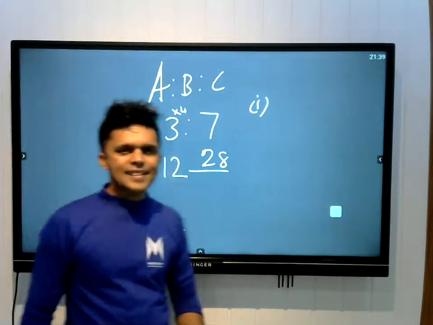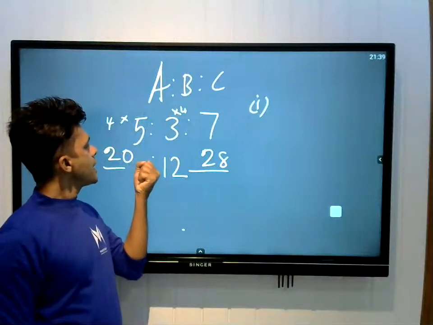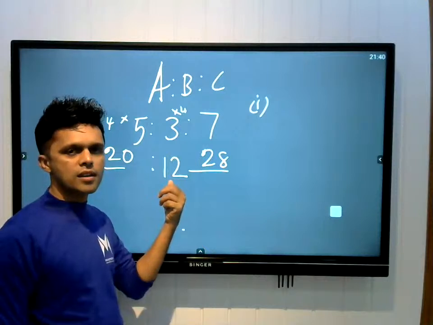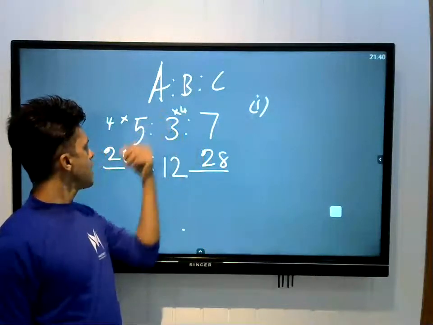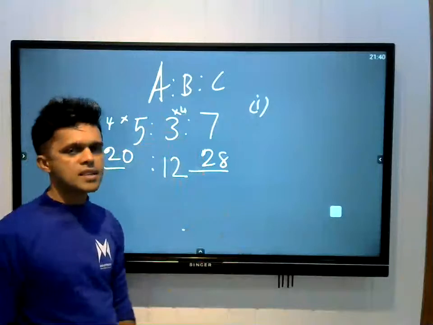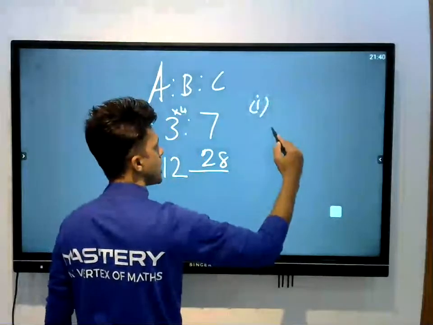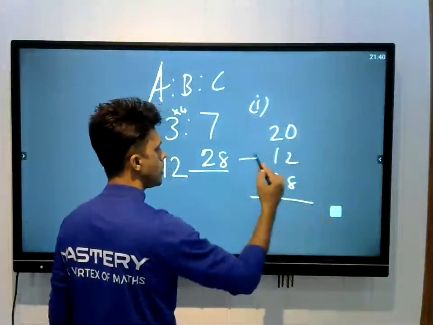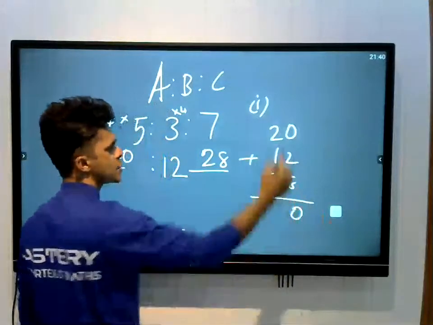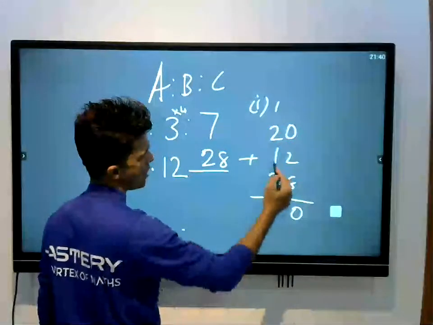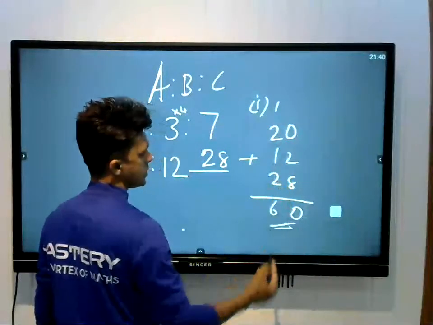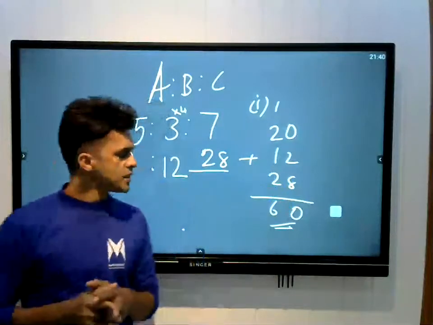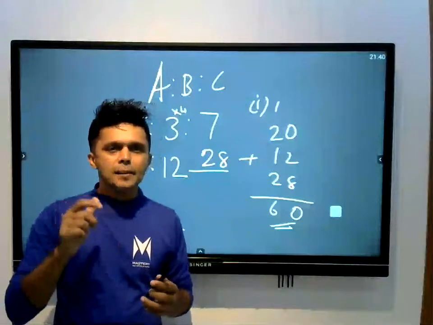So these are the amounts taken by A, B, and C. The amount taken by B was given as 12. Then the amounts taken by A and C are 20 and 28. The divided amount can be found by adding these values: 20, 12, and 28. 20 plus 12 is 32, plus 28 is 60. 60 rupees is the divided amount.